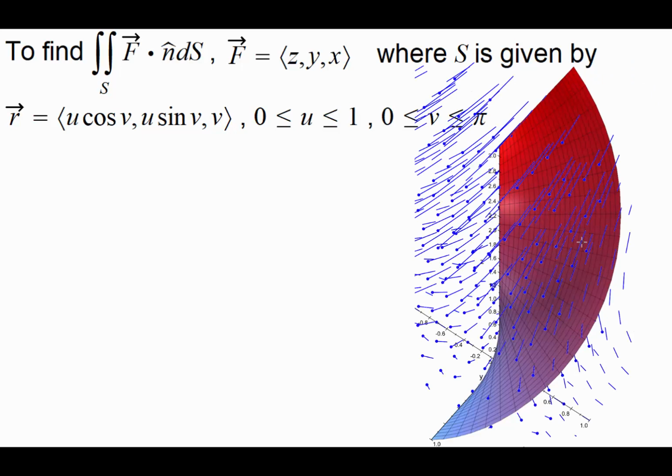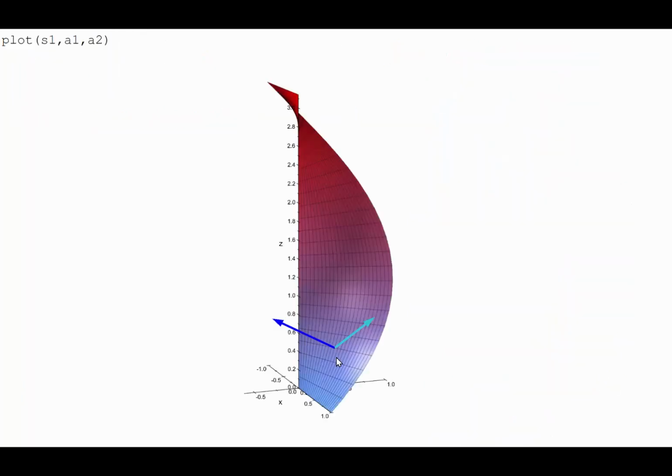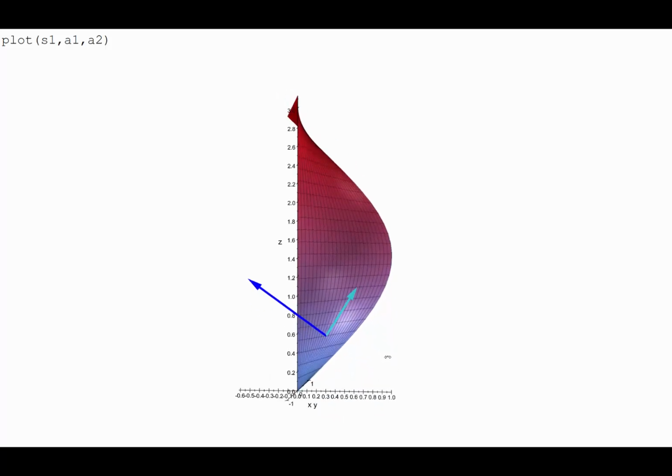Here we have a few vectors of the vector field, but now let's just localize ourselves to an elementary element. Here we have an arbitrary point on the surface, and this blue vector is the vector n, the normal vector, and this light blue vector is a vector from the vector field. Let's consider a tiny element around this point.